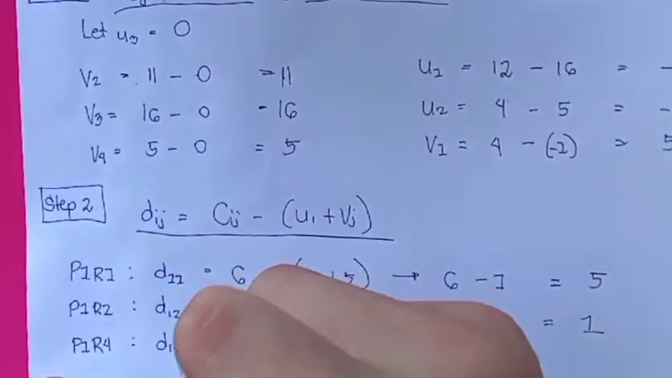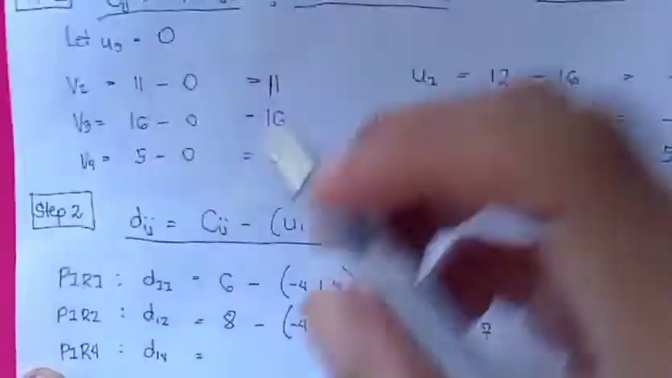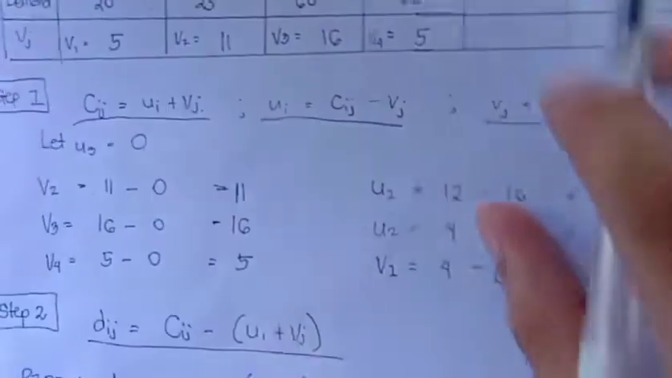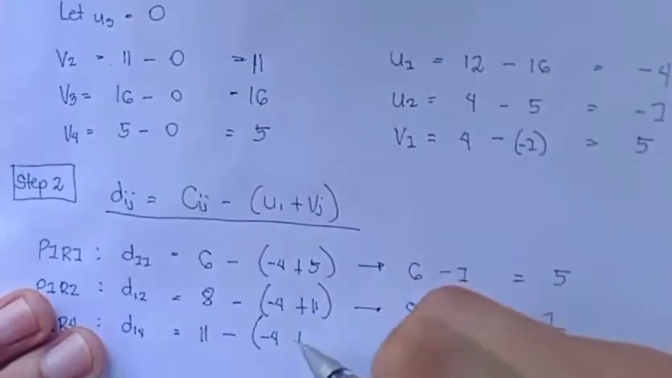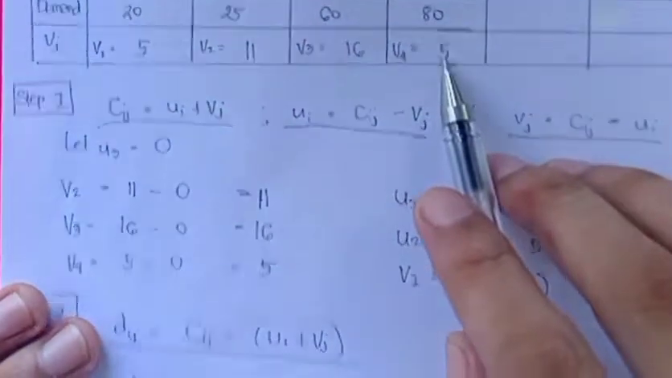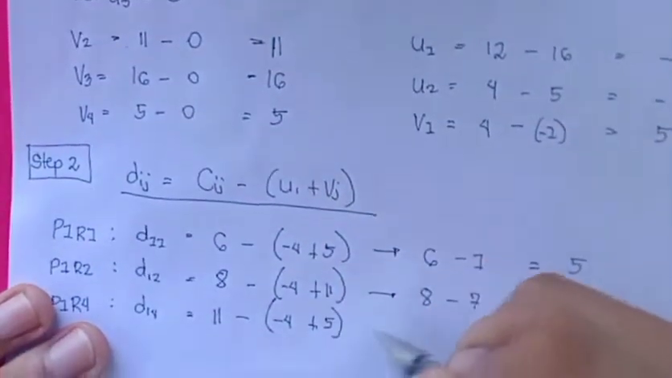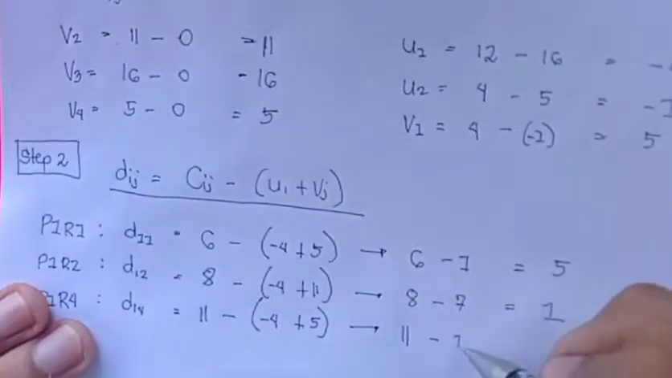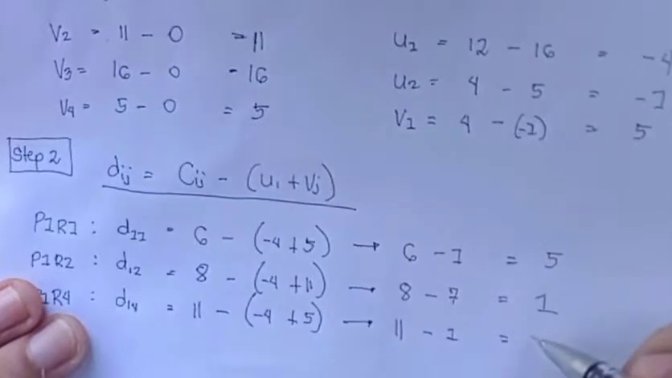Known as D14, is equal to the Cij, which is 11, minus our Ui, which is negative 4, and the Vj is 5. So 11 minus negative 4 plus 5 is 1. 11 minus 1 is 10.